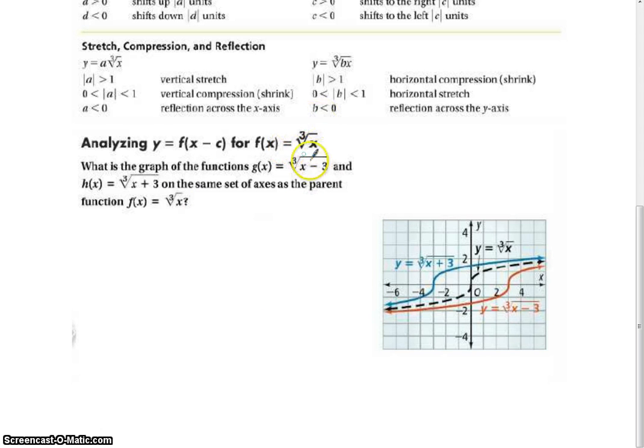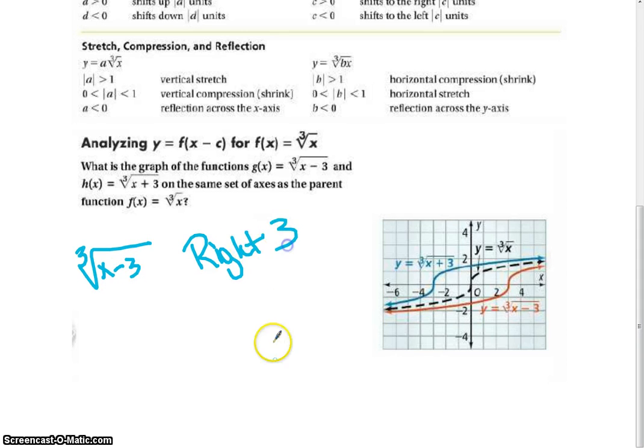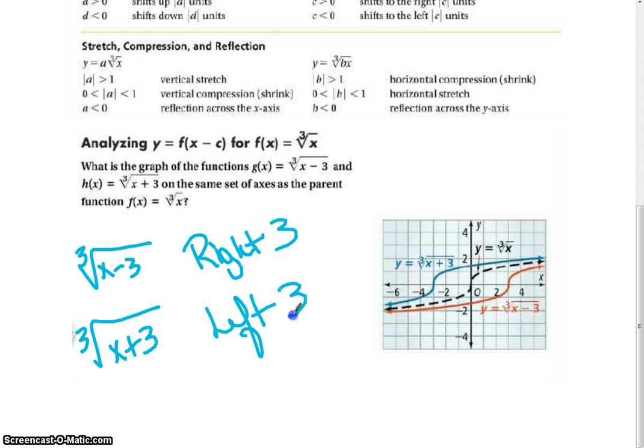So if you went from the cube root of x to the cube root of x minus 3, what do you think would happen? It's trapped, so it's horizontal. It does the opposite of what you would expect, and so it's actually going to go to the right 3. If you had the cube root of x plus 3, once again it's trapped inside, so this one would go left 3. So see, here is your parent function, and would you not say that for the first one, every point is 3 to the right of where the original point was? And for the second one, every point is 3 to the left. So there's your proof when you look at the graph. Okay, going to the next page.